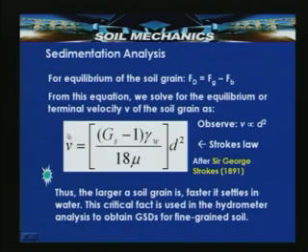So, here by considering the equilibrium of the soil grain, we have derived and established Stokes law, which says that V is equal to (Gs minus 1) gamma W by 18 mu, into d square. With this, V is proportional to d square, that means the larger a soil grain is, the faster it settles in water. This critical fact is used in the hydrometer analysis to obtain the grain size distribution for fine grained soil.